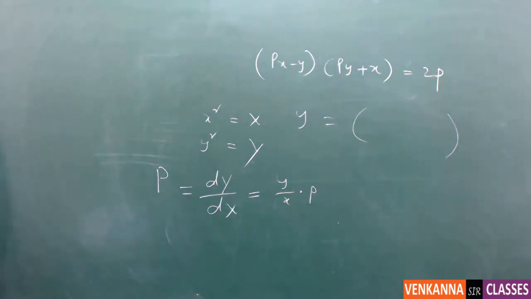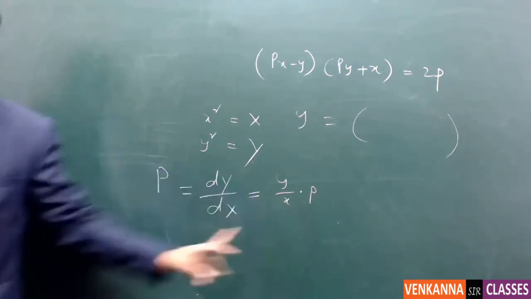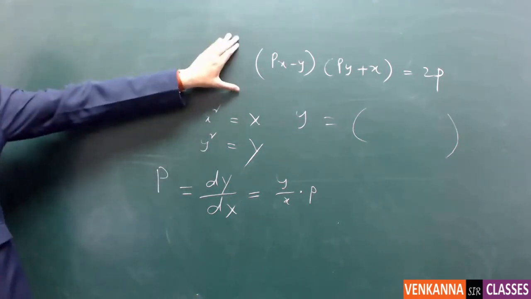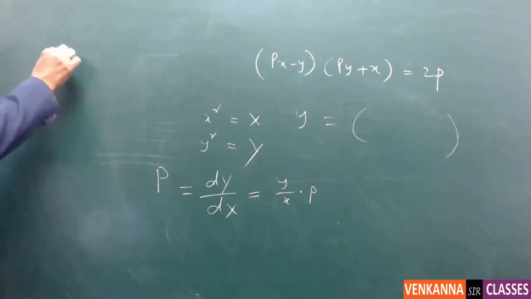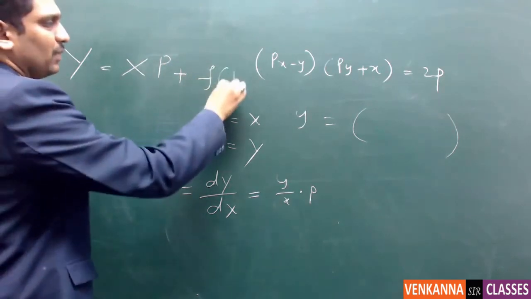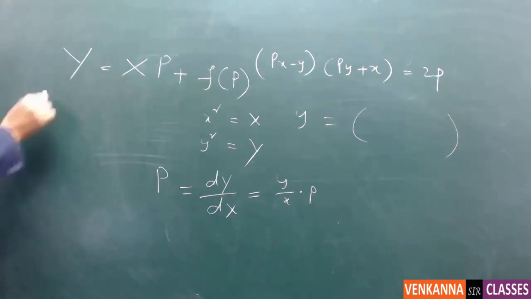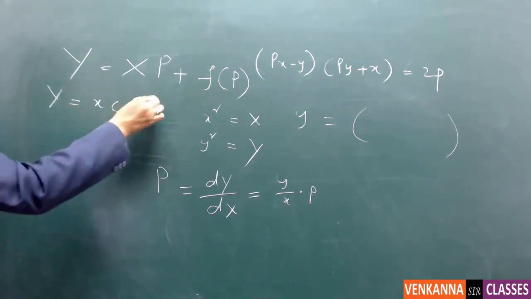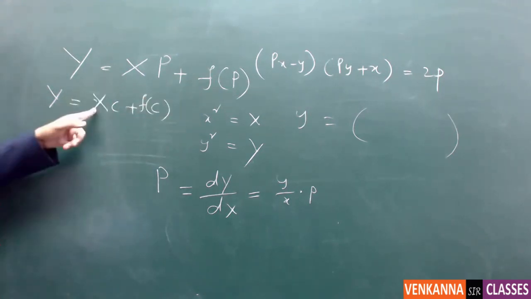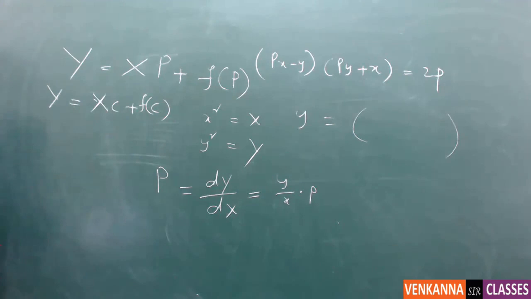So what does it mean? Whenever small p is there, in place of small p, we are going to write x by y into capital P. By doing this kind of substitution here, the whole equation will come as capital Y is equal to capital X capital P plus function of capital P. So this is the Clairaut's equation. We replace P with C. So capital Y is equal to XC plus some function of C will come, and in place of X we write x square, in place of Y we write y square. That is the general solution.